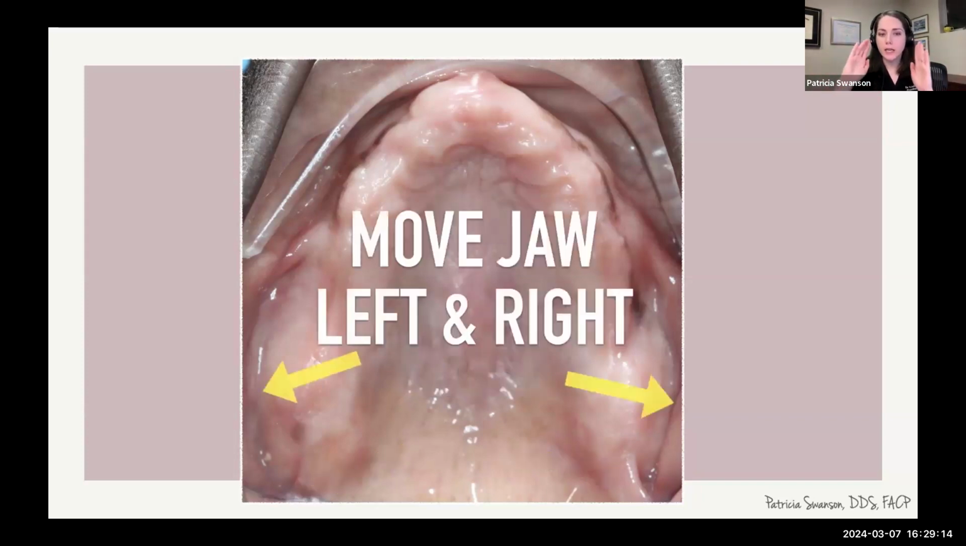Another area that we can sometimes forget about is that the space of our denture is bounded on the upper jaw by our lower jaw. So when the patient moves their lower jaw left and right, the coronoid notch of the mandible is hitting and limiting that buccal vestibule area. So I want to make sure they move their jaw left and right.